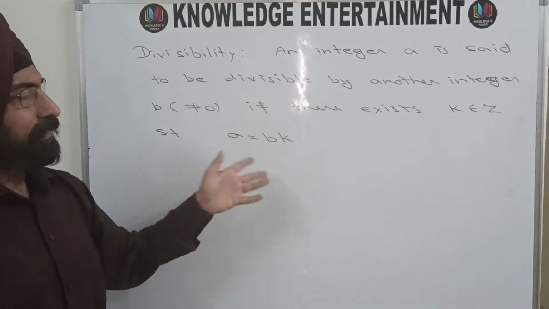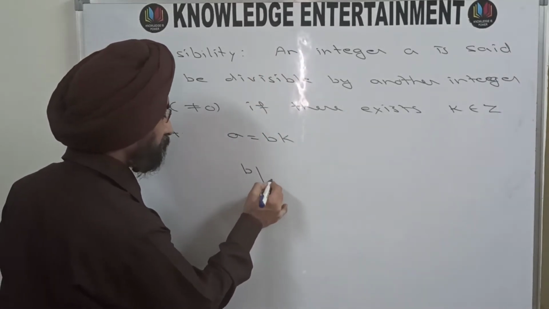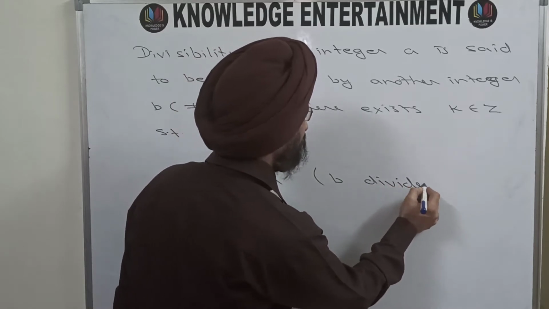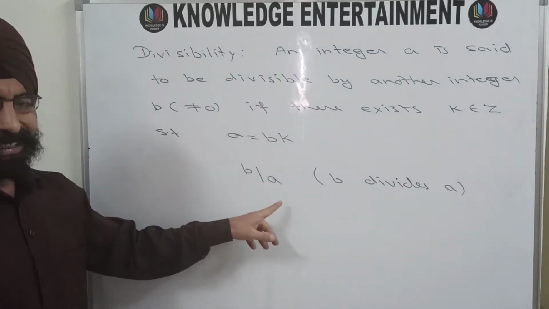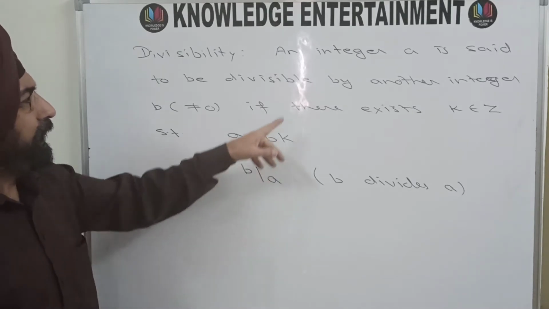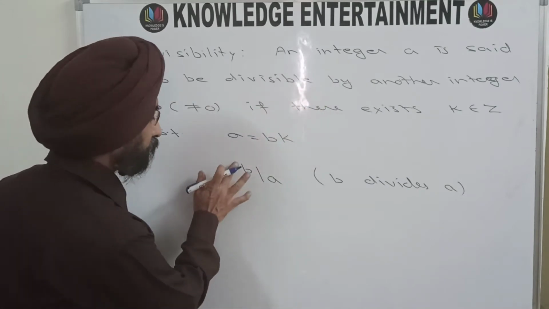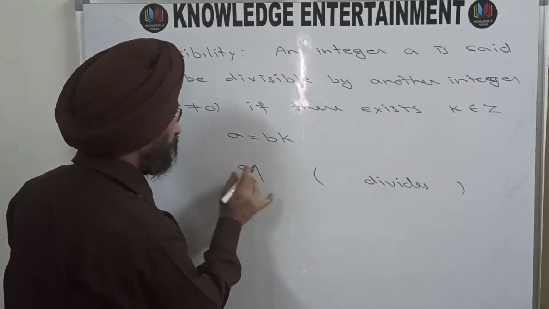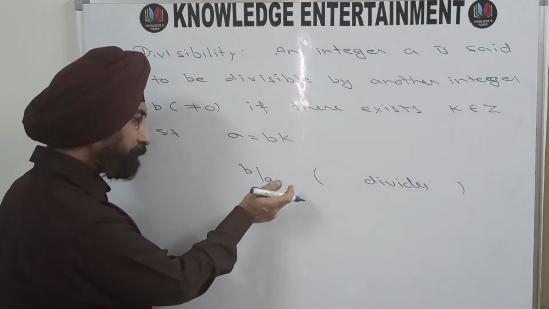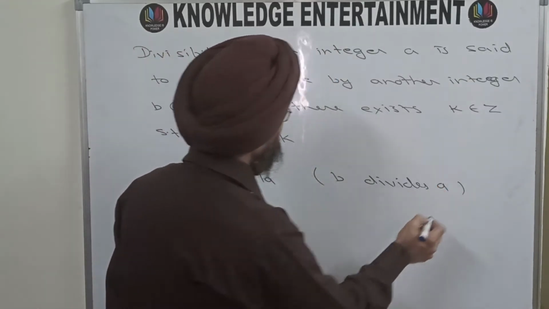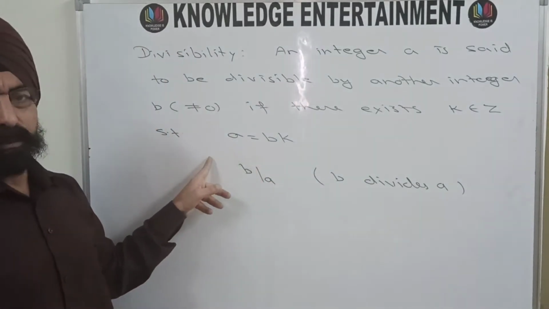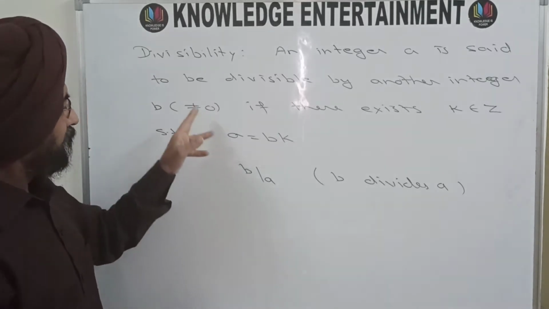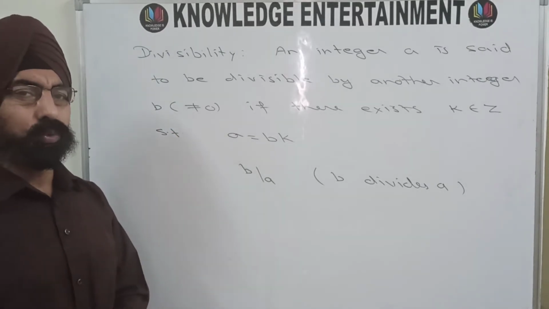And if a is divisible by b, then we denote it as b divides a, and we read it as b divides a. Here I am saying a is divisible by b, so I must change the notation here: b divides a means a is divisible by b. This is the basic concept of divisibility. And one thing to be noted is that b, the divisor, must not be equal to 0.